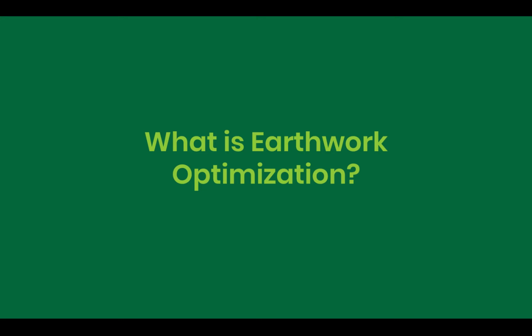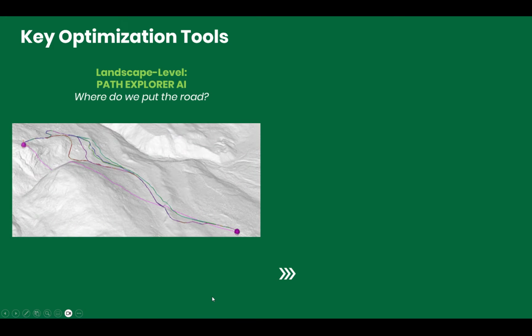The first of the earthwork optimization tools in the software that we're going to look at is called Path Explorer AI. This is a generative design tool that will allow you to answer the question, where do we put the road? If you have some flexibility in your horizontal alignment, Path Explorer is a great solution to jumpstart the design process by leveraging the power of AI to evaluate hundreds of millions of options in order to determine the best location for your road.